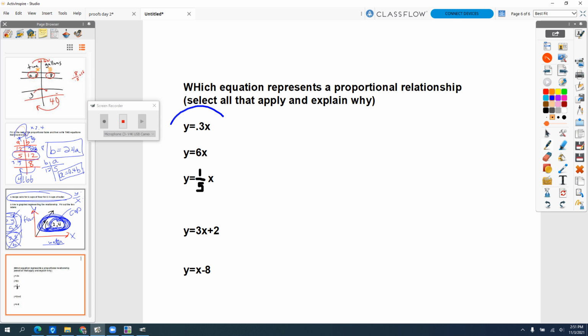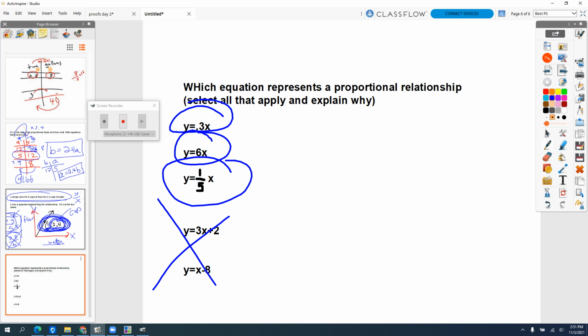So this would be proportional because you're multiplying everything by 0.3. Basically, to get from x to y would just be times 0.3. This would be proportional, and this would be proportional, because every single one of those, all you're doing is multiplying x by something. These two are not proportional because you're adding or subtracting at the end. Okay? This one is, yes, you multiply times 3, but you add 2. This one, you just subtract 8.